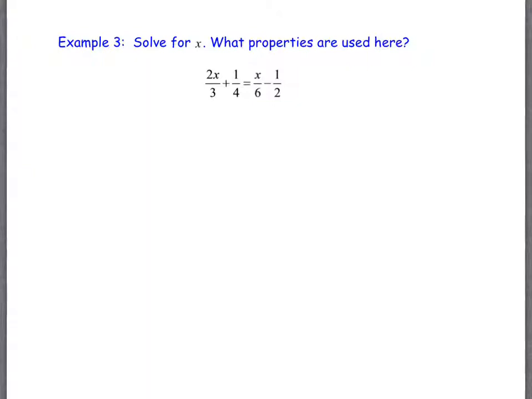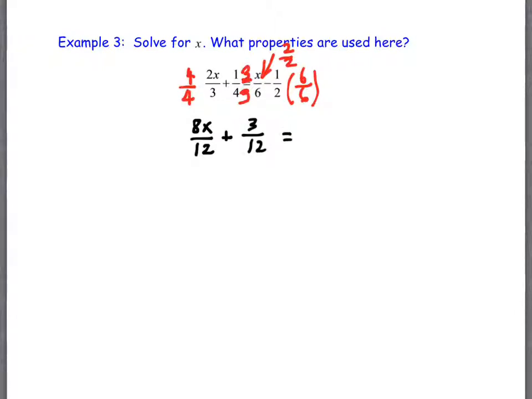So 2 over 3, that fraction gets multiplied by what? 4, so 4 over 4. The 1/4 is going to get multiplied by 3 over 3. The 1/6, or the x over 6, by 2 over 2. And the 1/2 by 6 over 6. Okay, so I jotted those in there, and now let's just do the multiplication like you said. All right, so the 2x is actually going to become, like you said, 8x over 12. 3 over 12. 2x over 12, right? Don't forget the x.